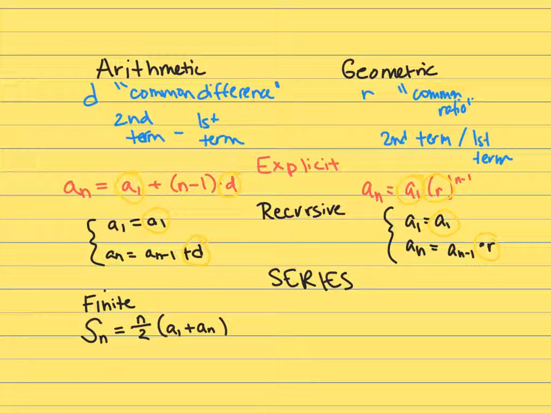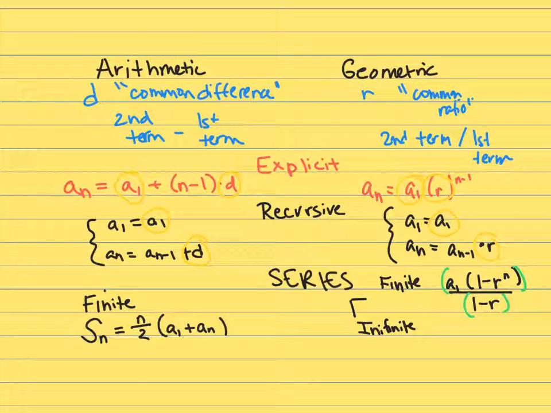Now, in a geometric series, you can have a finite geometric series. That means that the series stops. In that case, you're going to use the formula a sub 1 times 1 minus r to the n over 1 minus r. And the biggest mistake I see people make is just not putting this right in their calculator. So I always put parentheses around the numerator and denominator. You can also have an infinite series.